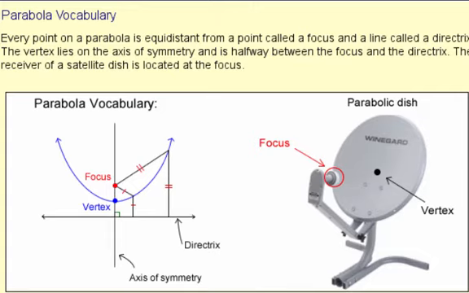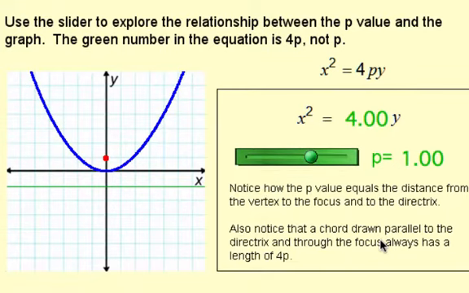So an example is the receiver of a satellite dish is located at the focus because that's where all the waves focus and you get a concentrated signal. So here's an interactive graph, and this parabola is opened up. The general equation is x squared equals 4py. And the p-value determines how wide the parabola is and whether it's opened up or down. Because it's x squared, it's opened up or down. If it was y squared, it would be open left or right.